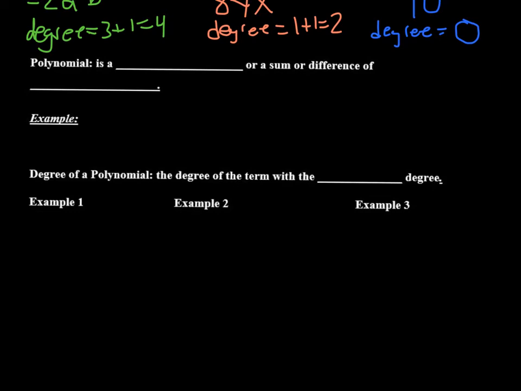Alright, but let's get back to the definition of a polynomial. A polynomial is a monomial, M-O-N-O-M-I-A-L, or a sum or difference of monomials.